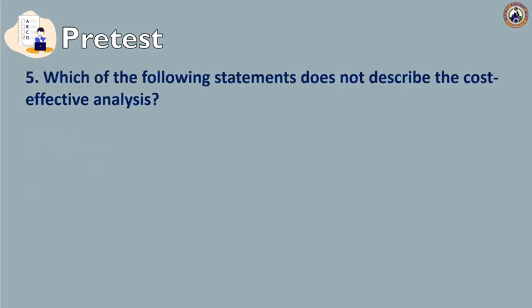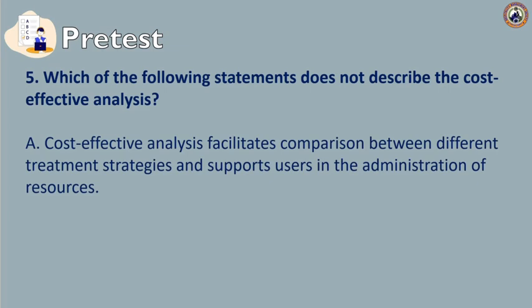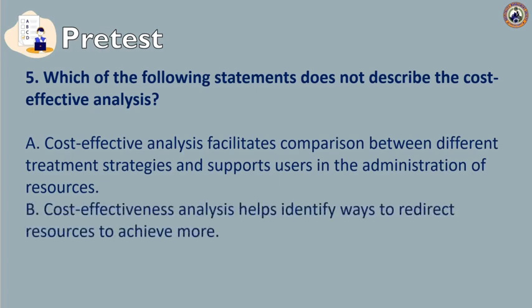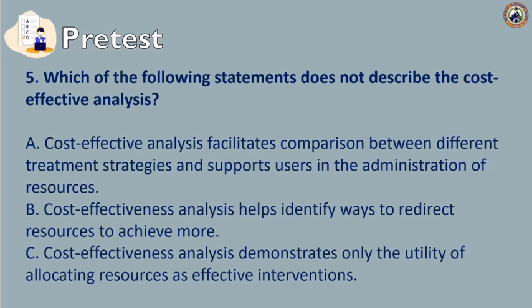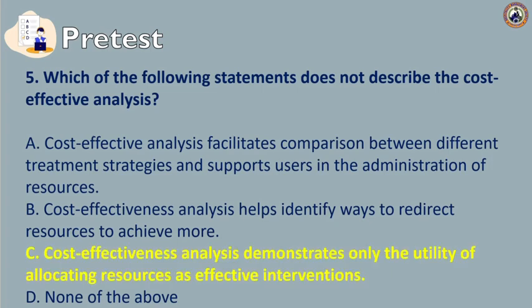Fifth question, which of the following statements does not describe cost-effective analysis? A. Cost-effective analysis facilitates comparison between different treatment strategies and supports users in the administration of resources. Letter B. Cost-effectiveness analysis helps identify ways to redirect resources to achieve more. Or C. Cost-effectiveness analysis demonstrates only the utility of allocating resources as effective interventions. Or letter D, none of the above. The answer for the last question is letter C, cost-effectiveness analysis demonstrates only the utility of allocating resources as effective interventions.